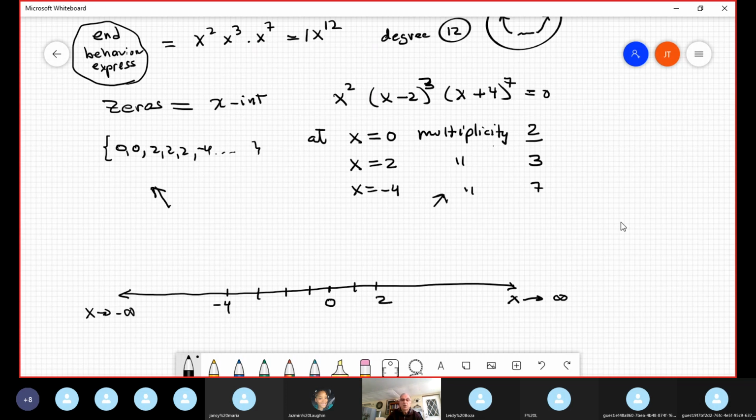But what's the problem? When the multiplicity is even, this is the most important moment. When the multiplicity is even, the graph touches. Boom, like that. Of course, not like that. It's a smooth curve.